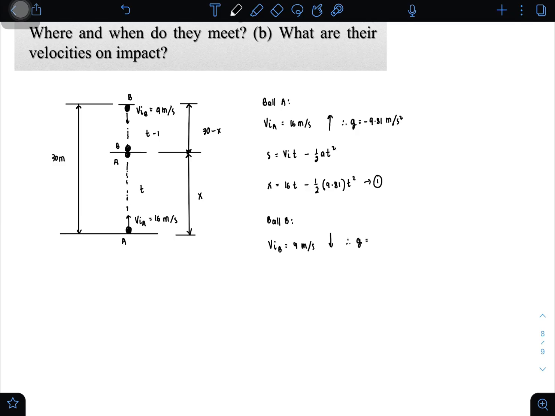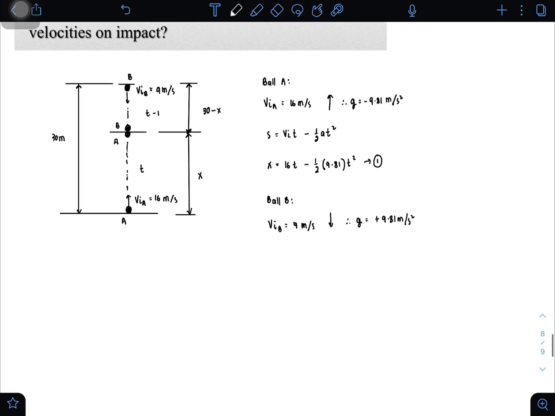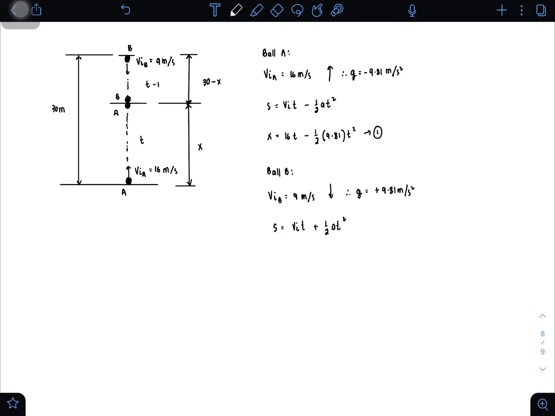Therefore, the g that we will be using is a positive 9.81 meters per square second. So we're going to still use the same formula, s equal to v initial times time, and then plus, because we're talking about ball B, 1/2 of the acceleration times the time squared. So here, the distance s is now 30 minus x, because we're talking about ball B. Then the initial velocity is 9, and the time is no longer t, but rather t minus 1. So that's t minus 1.